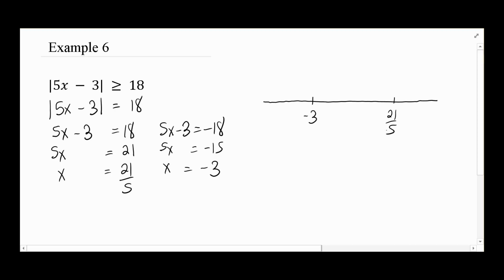So far, I haven't actually plotted them. I've only labeled them. To plot them, we want to use either an open circle or a closed circle. And this is where we have to pay attention to the original inequality sign. Our original inequality sign had an or equals to in it, which means we want the points that make it equal to 18 in my answer. These are the 2 points that make it equal to 18. We want to make sure to include those in our answer, so we're going to use closed circles there. Now, that's the end of step 2.